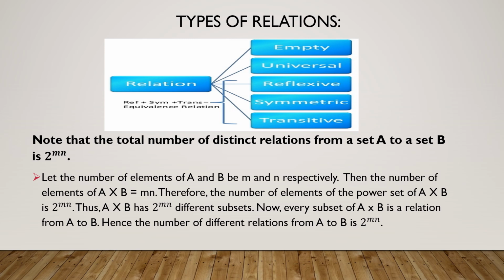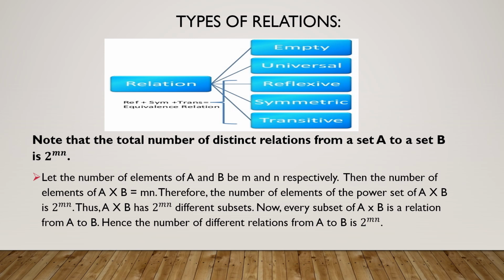Now, one important result, note that the total number of distinct relations from a set A to a set B is 2 raised to mn. What is it? Suppose the number of elements of sets A and B be m and n respectively. That means A has m elements, B has n elements. Then the number of elements of A cross B, when you take the cross product, will be m into n elements. For example, if A has 2 elements, B has 3 elements, then A cross B will have 2 into 3, means 6 elements.